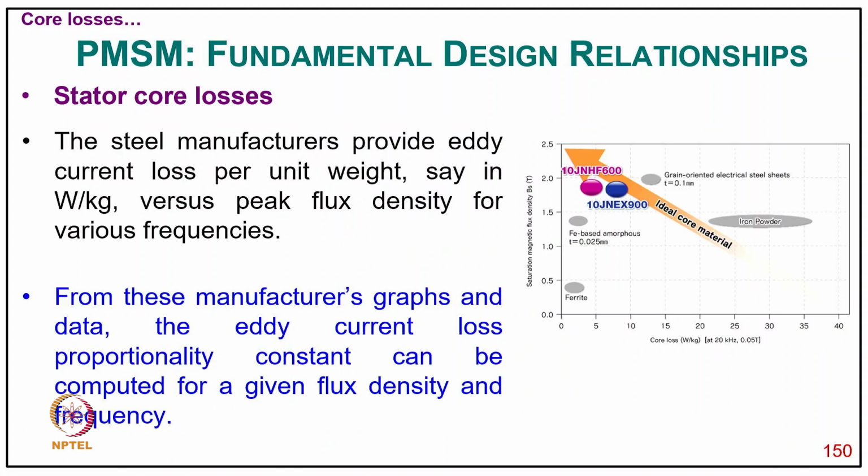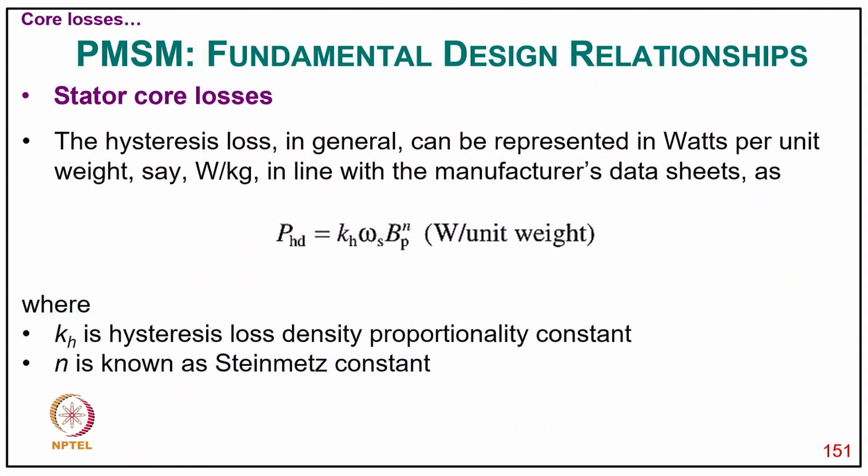So the steel manufacturer provides the eddy current loss per unit weight, say watt per kg, versus peak flux density for the various frequencies, as shown typically in the figure. From these manufacturer graphs and data, the eddy current loss proportionality constant can be computed for a given flux density and frequency. And the hysteresis loss in general can be represented in watts per unit weight, say watt per kg, in line with the manufacturer data sheet.